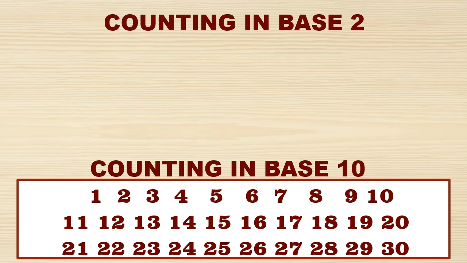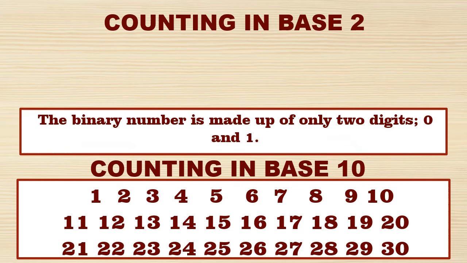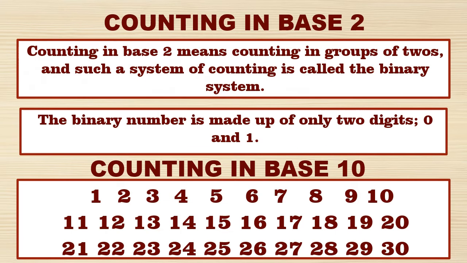In areas like computer science, a special number system is used, that is base 2 number system. Base 2 number system contains only two numbers, that is 0 and 1. Days of the week are counted in the cycle of 7, that is counting in base 7. Base 7 contains only 7 numbers, that is 0 up to 6. Counting in base 2 means counting in groups of 2s, and such a system of counting is called the binary system. In today's lesson, we are going to look at binary system and some basic operations with binary.